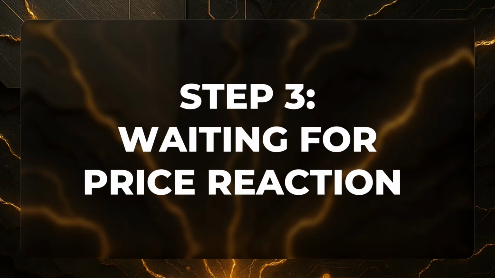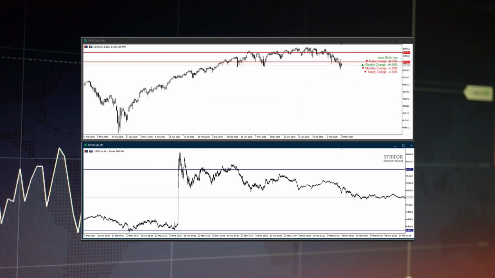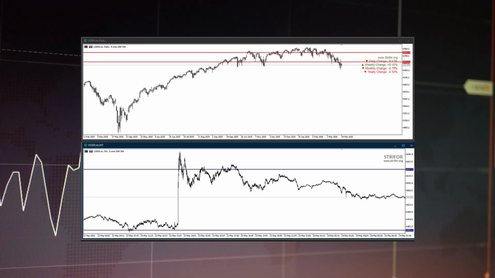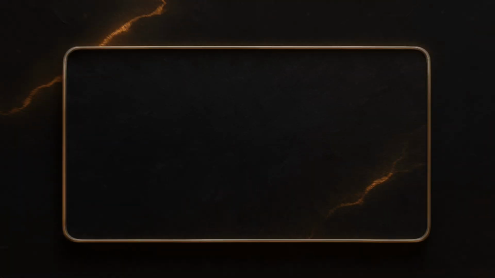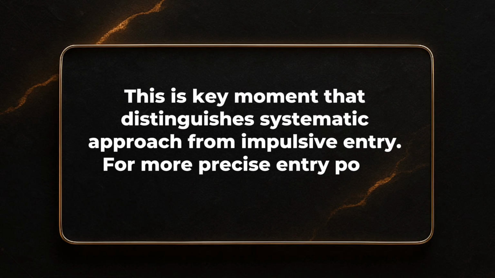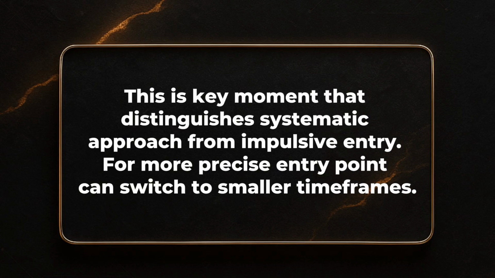Step 3. Waiting for price reaction. When price approaches the zone, you don't enter immediately. You observe. Is there a reaction? Does struggle appear? Who starts showing initiative? This is the key moment that distinguishes a systematic approach from impulsive entry. For a more precise entry point, you can switch to smaller time frames.